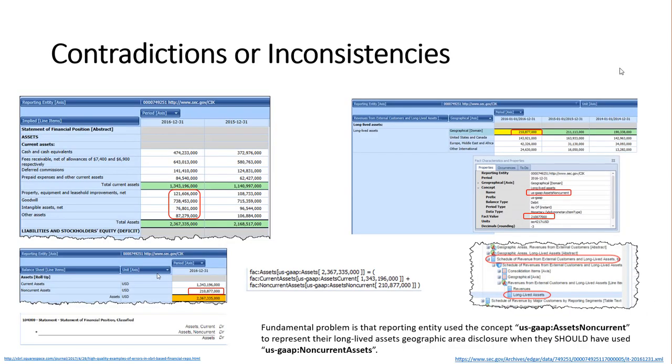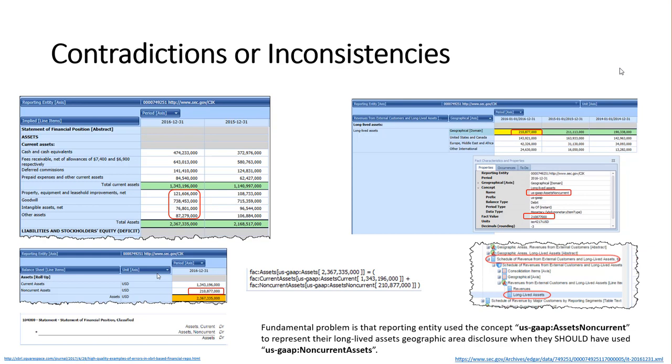In this next example, I'm going to show you a contradiction. So there's a lot of moving pieces here, but I'll explain it. It's a really simple mistake that was made. Fundamentally, what happened is the company, and this is an actual SEC filing, a company reported a line item in a disclosure using the concept U.S. GAAP assets non-current, and they should have used the concept U.S. GAAP non-current assets.